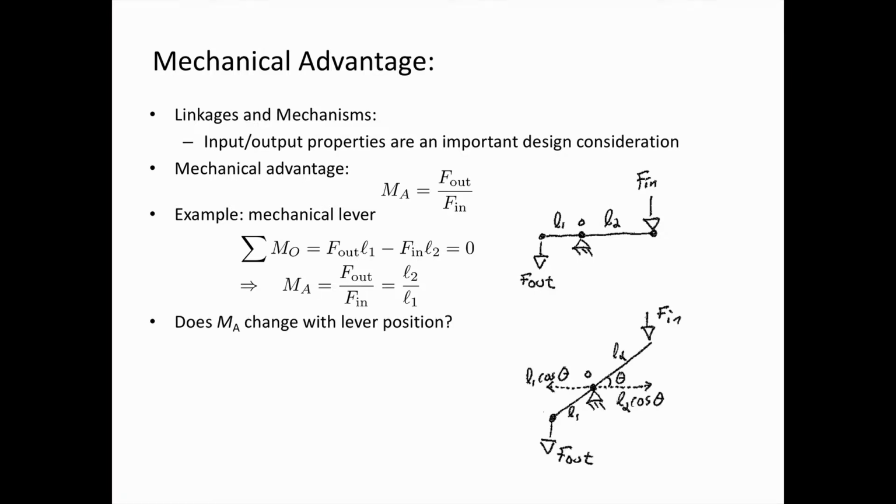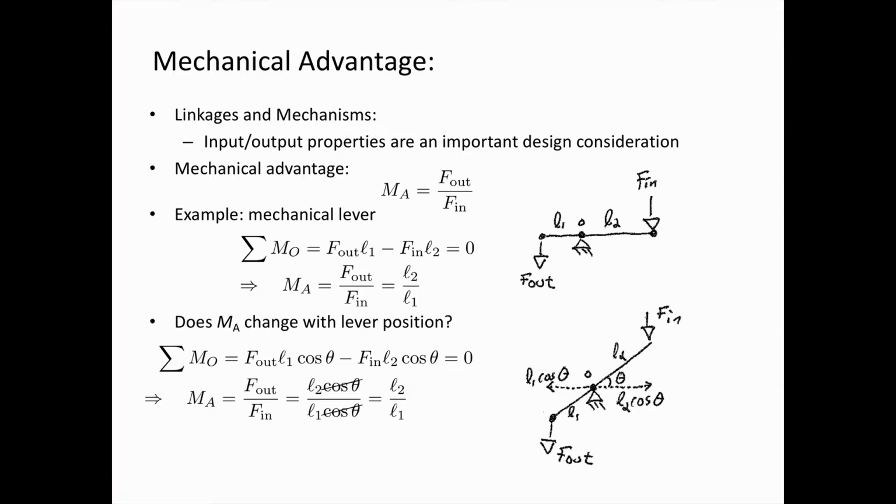Now we can ask the question, what if the lever was in a different position, but the input and output forces were still directed in the vertical direction? Let's sum the moments about the fulcrum again, set it equal to 0. But we observe that the position theta cancels out. And so again, the mechanical advantage is just L2 over L1. So in this case, no, the mechanical advantage does not change with lever position.